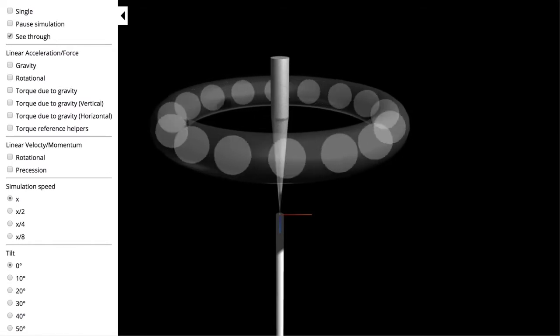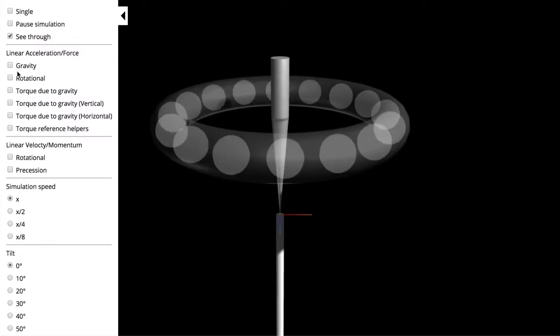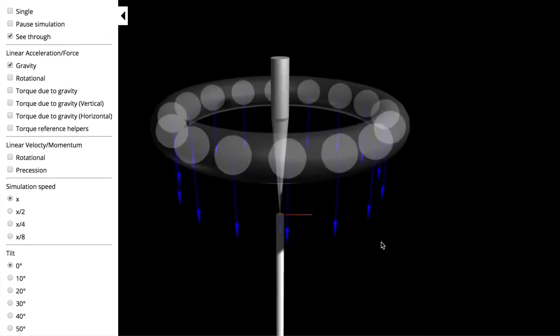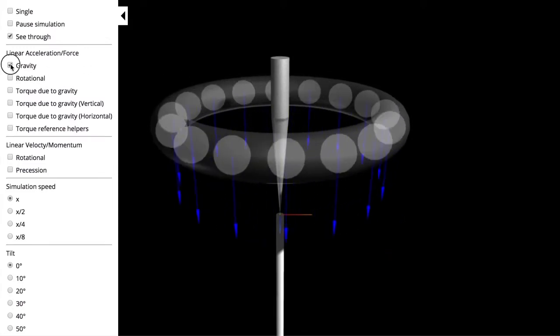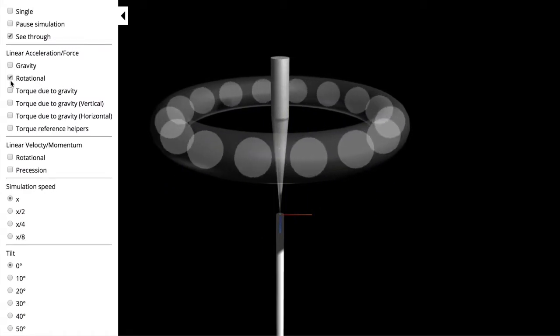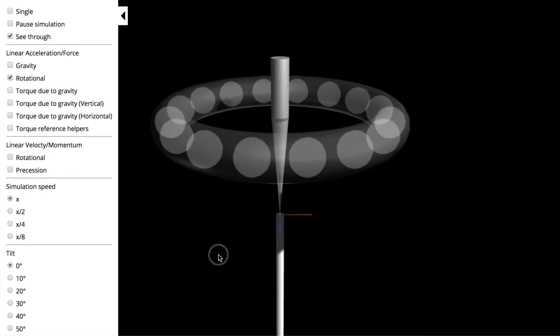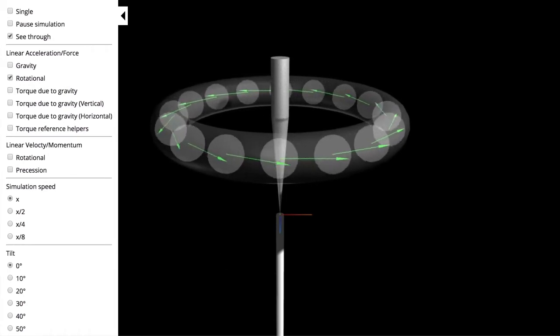Let's take up the vectors involved. The first one is force due to gravity, which is represented in blue arrows pointing downwards. The next one is rotational or angular acceleration, which as you can see is null right now. Now if I press spacebar, a constant acceleration is given, which in turn revs up the spin of the gyroscope.